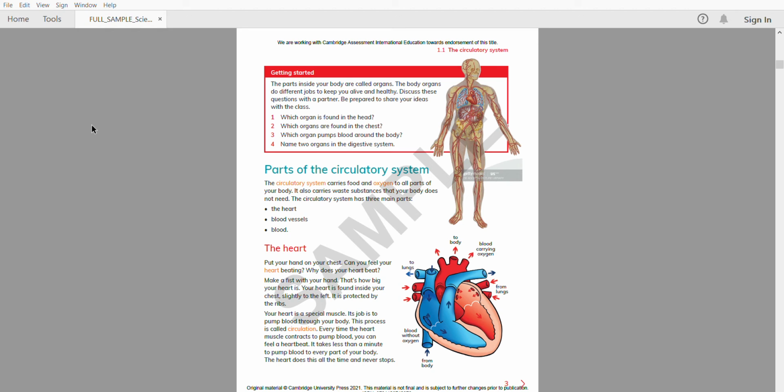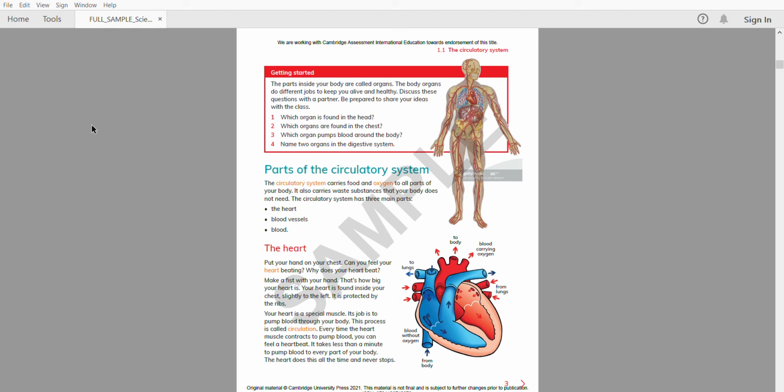So if you notice inside the heart, there are two types of blood that are actually circulating: deoxygenated blood, which is blood low in oxygen, and oxygenated blood, which is the oxygen-rich blood.